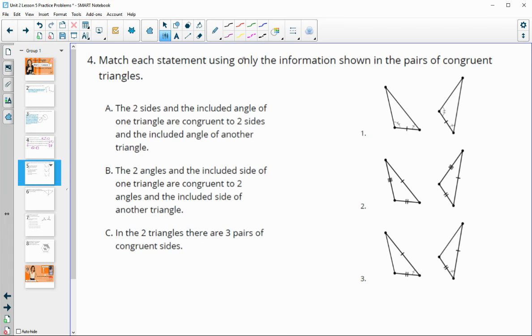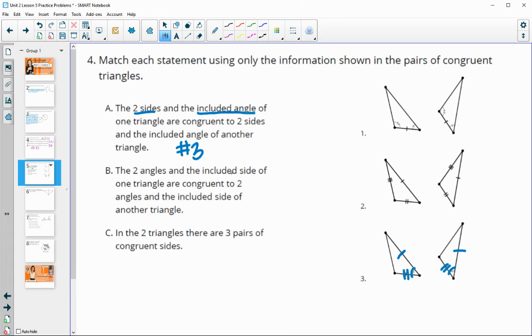Number 4, match each statement using only the information shown in the pair of congruent triangles. So which pair of triangles, 1, 2, or 3, shows 2 sides and the included angle of one triangle congruent to 2 sides and the included angle of another triangle? So we want to see 2 sides marked. And so we see that down here, number 3: 2 sides, included angle, 2 sides, included angle. So this one is number 3.